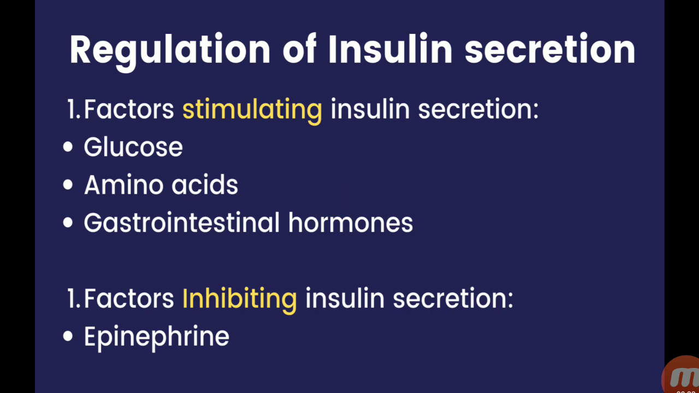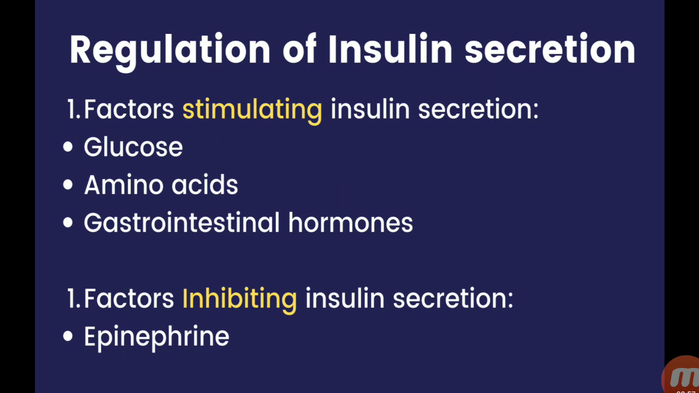Glucose is the most important stimulus for insulin release. The effects are more predominant when glucose is administered orally, or you can say when you take a carbohydrate rich meal. A rise in the blood glucose level is a signal for insulin secretion. In simple words, if there is an increase in the glucose level, there is an increase in the insulin secretion.